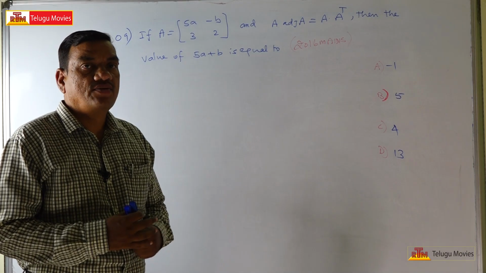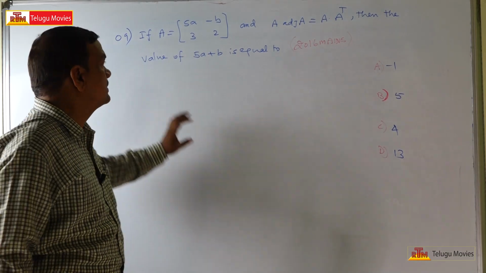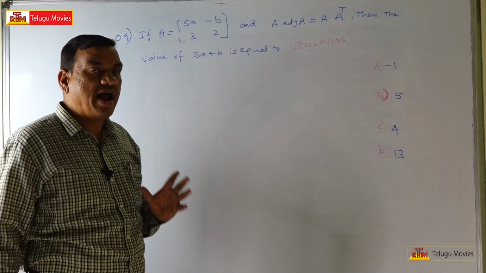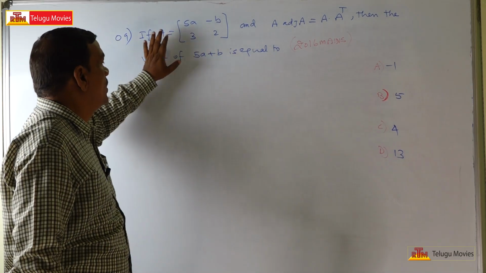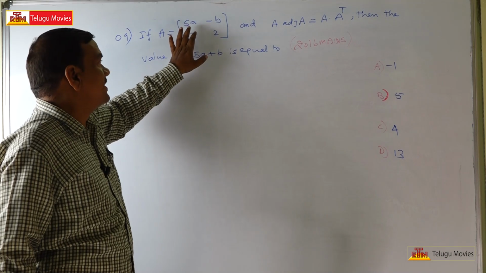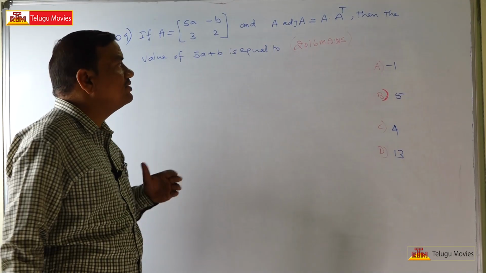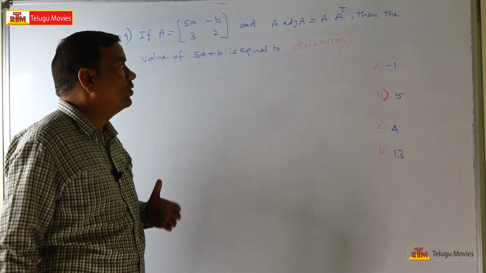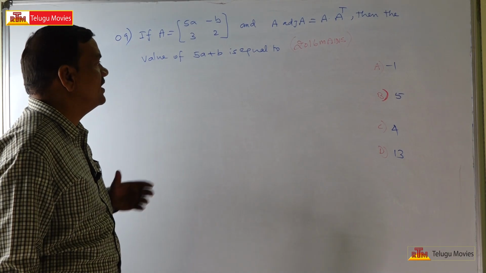Dear students, welcome to 9th problem of today's class. It is a problem from matrices chapter and was asked in 2016. A is equal to the matrix with entries 5a, minus b, 3, 2, and it is given A times adjoint of A is equal to A times A transpose, then the value of 5a plus b is equal to.